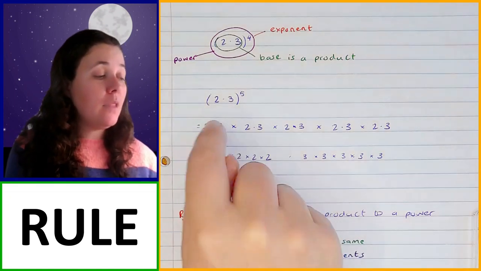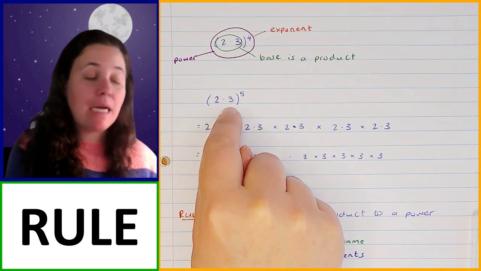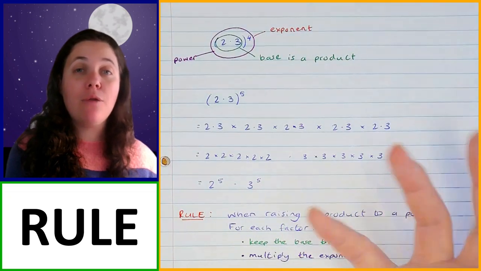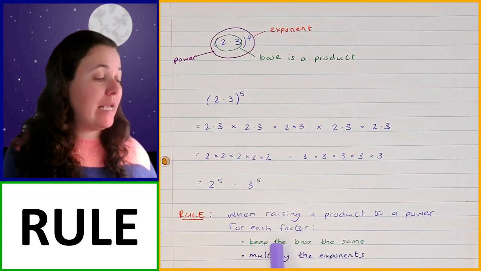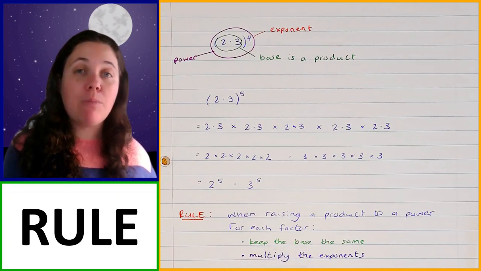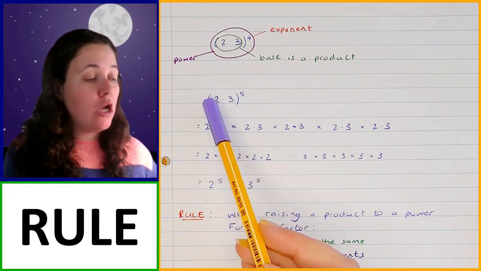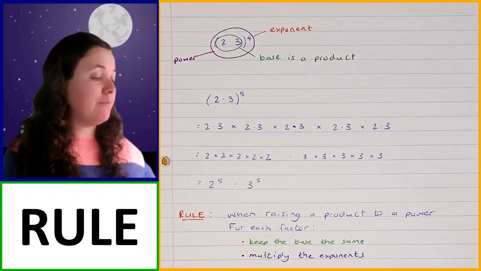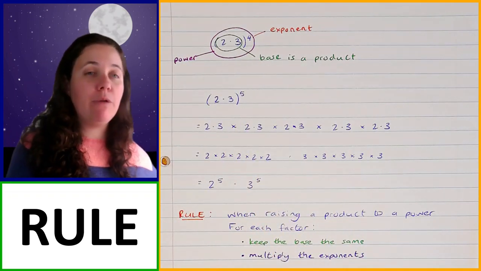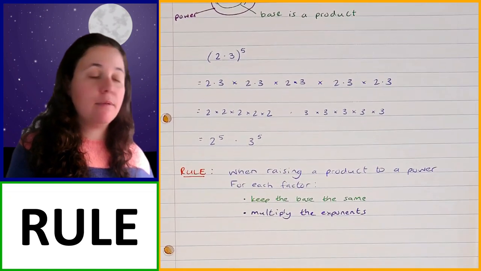So for each factor in my product, I basically am going to apply the rule that we learned when we were doing raising a power to a power, that we keep the base the same and we multiply the exponent. So we take the exponent of that factor and I multiply it by the exponent outside. Okay, so this can also be written like this.